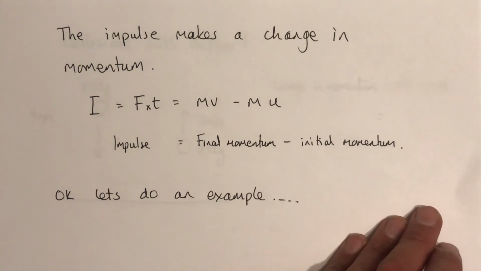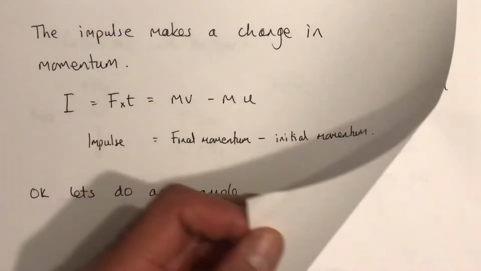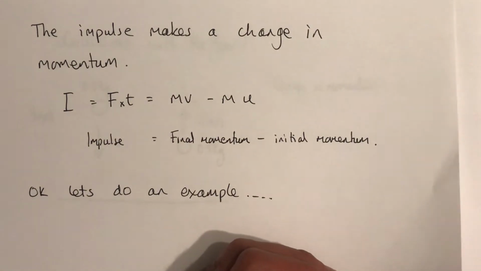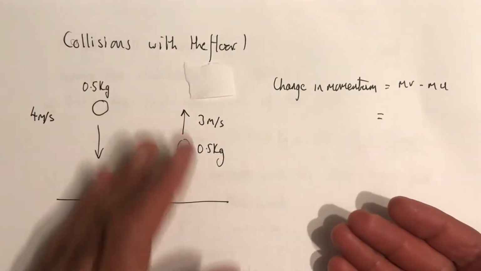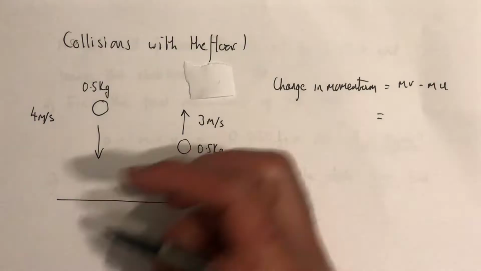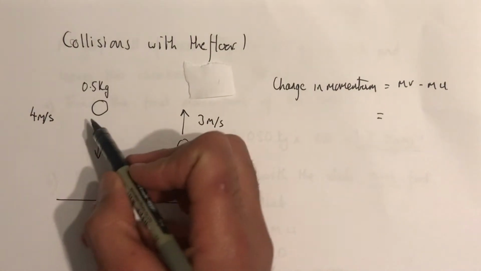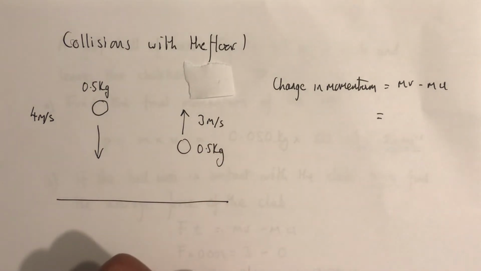So I thought it'd be better to do an example rather than sort of flounce around saying what it is. So now, collision with a floor. The floor provides a force. So you get a change in momentum. Now, and it often confuses people, this. So let's look at this. Imagine you've got a basketball about 0.5 kilo in mass, and it's falling to the floor. And just before it hits the floor, it's got a velocity of 4 meters per second.